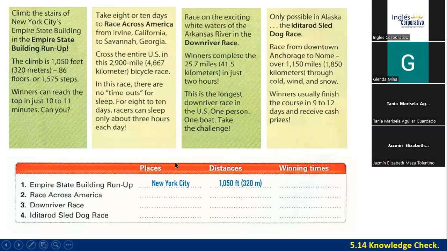1,050. Muy bien. 50 feet, ¿verdad? Pies. Okay. 1,050 feet or 320 meters. Muy bien. Winning times. 10 to 11 minutes. Correct. 10 to 11 minutes. Muy bien. Race across America.